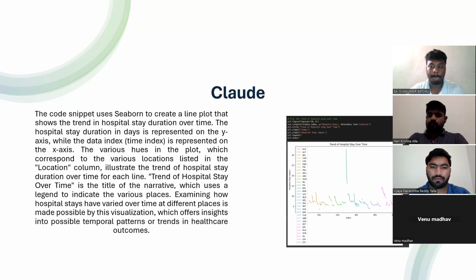Illustrate the trend of hospital stay duration over time for each line. The title of the legend uses hues to indicate the various places. Examining how hospital stays have varied over time at different places is made possible by this visualization, which offers insights into possible temporal patterns or trends in healthcare outcomes.